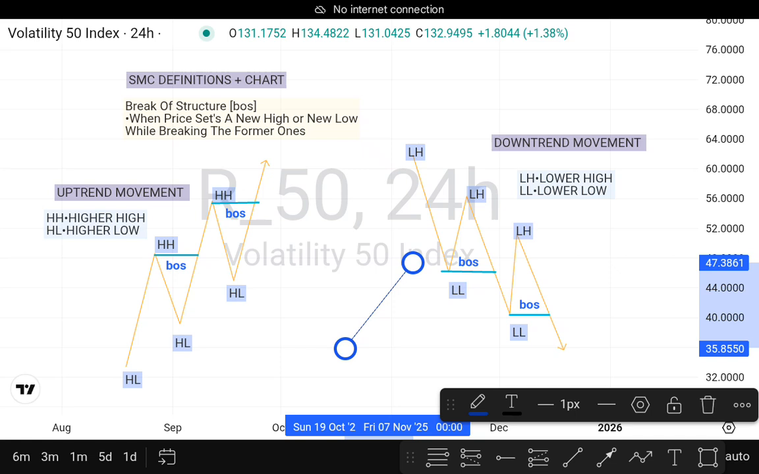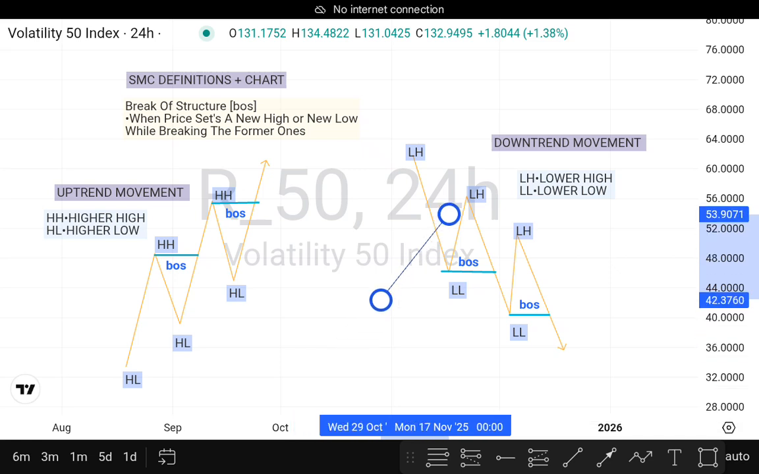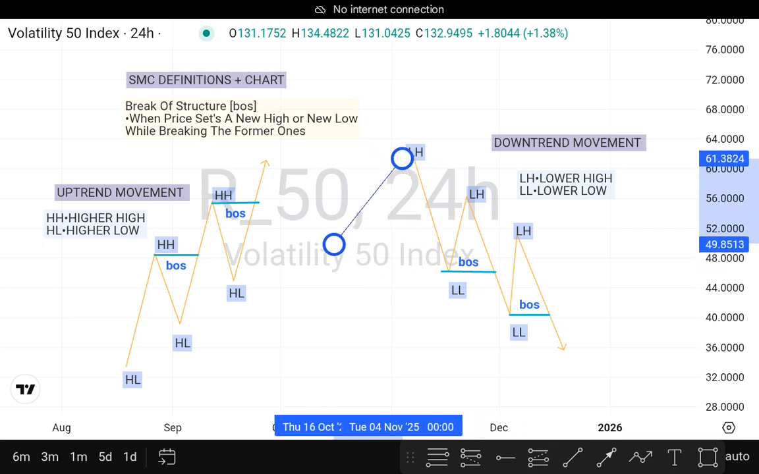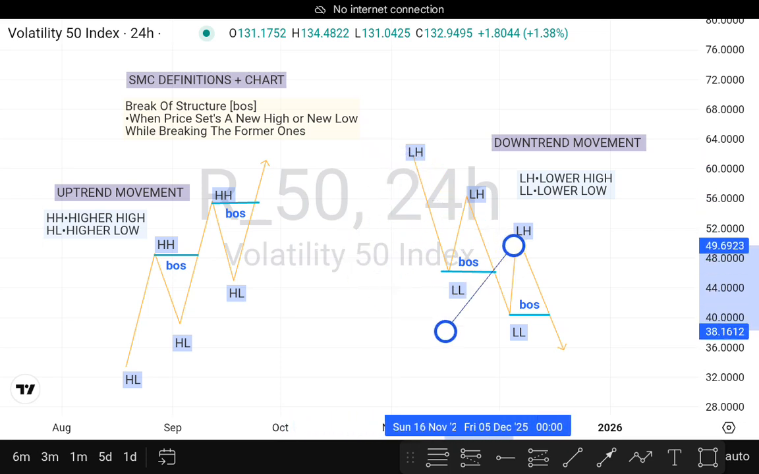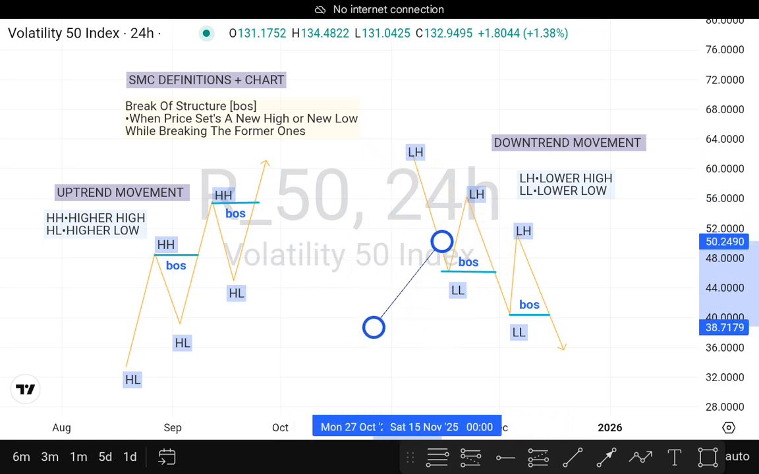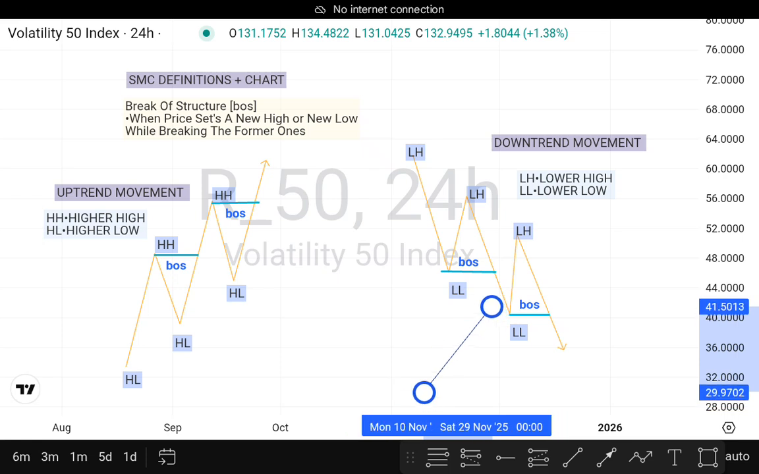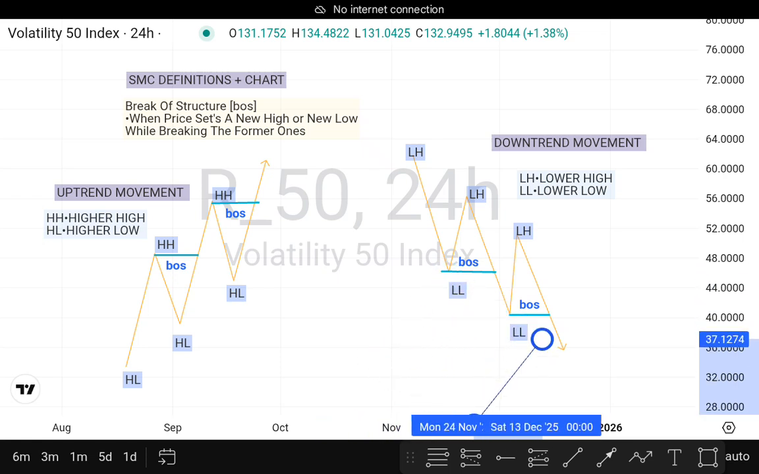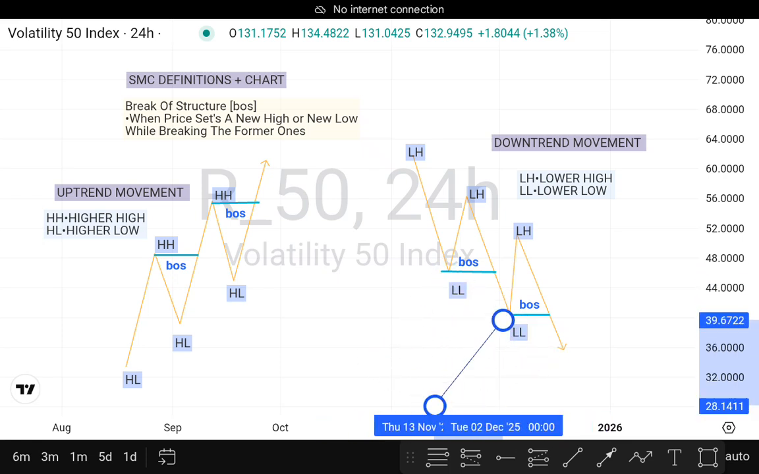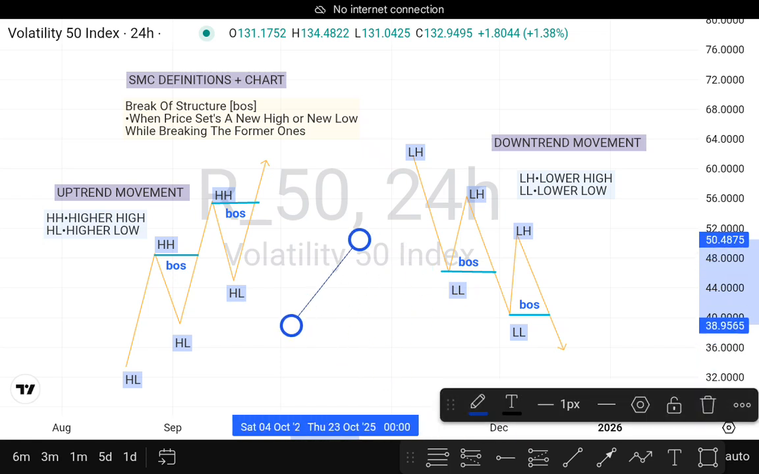Now we are in a downtrend. As you can see, this lower high is lower than this one. This lower high is lower than this one. This lower low is lower than this one. This lower low over here is lower than this one. Okay, now let's go back to the smart money definition plus chart.